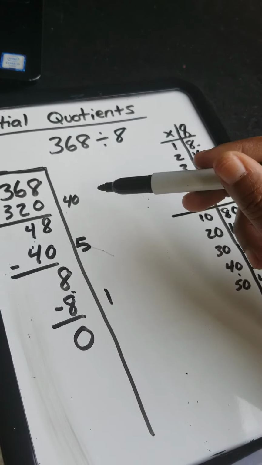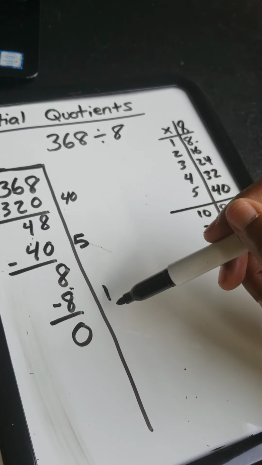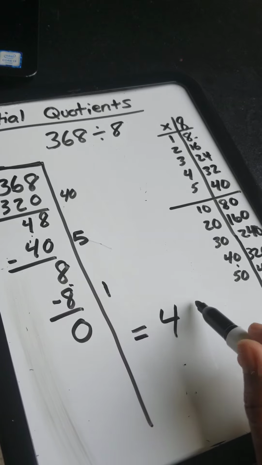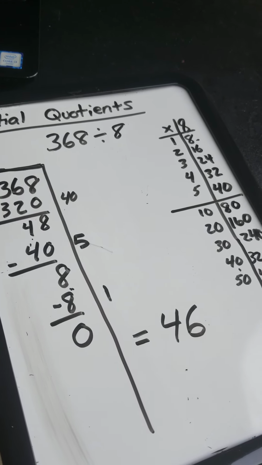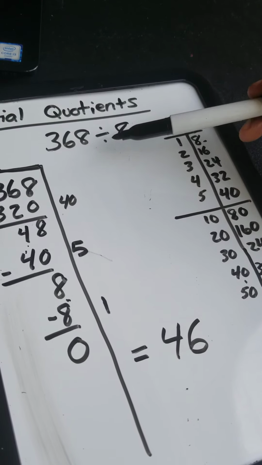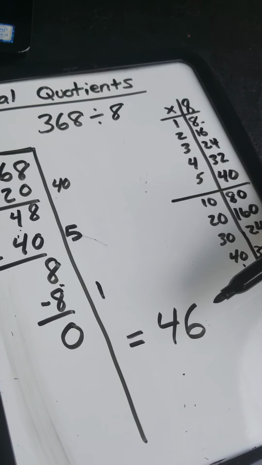Just add them up. That was 40 plus 5 plus 1. You should get 46. So 368 divided by 8 equals 46.